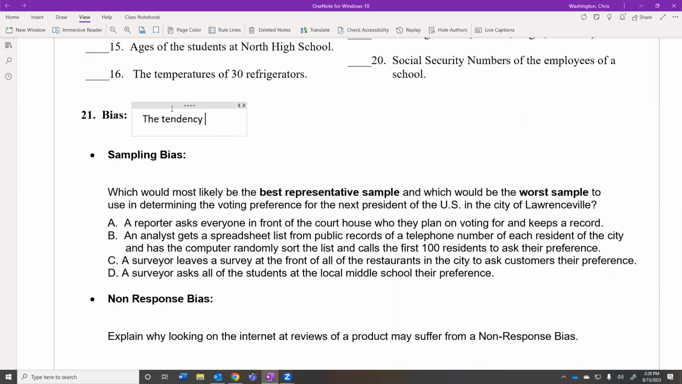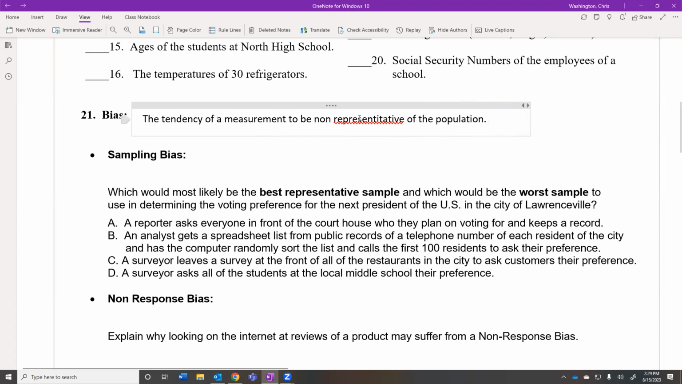It's going to have the tendency of a measurement, maybe like the average GPA, the tendency of a measurement to be, what's the word I'm looking for? To be non-representative of the population. Yes, I sure will. And we'll talk about what that means. So the tendency of a measurement to be non-representative of the population. I'll give you a couple examples too.